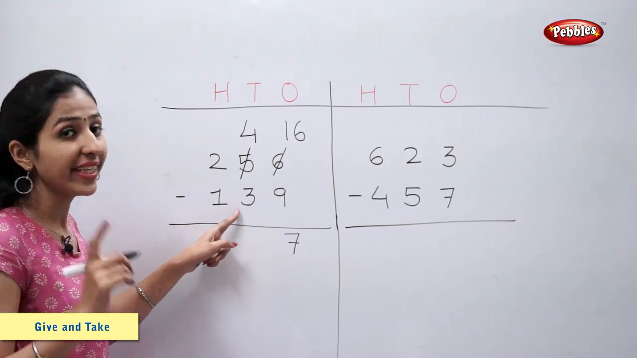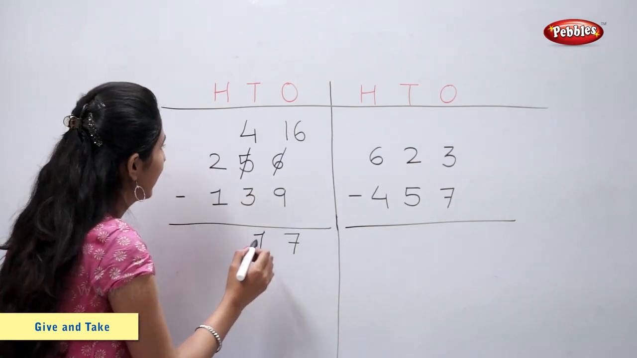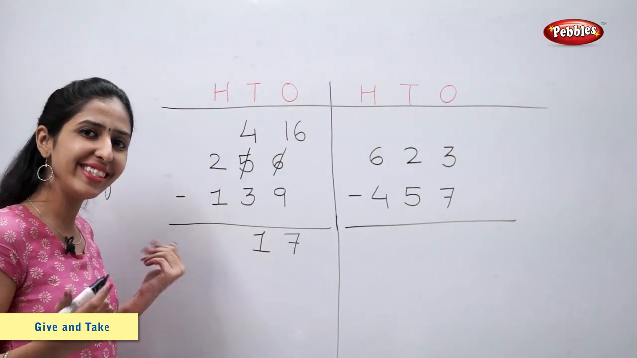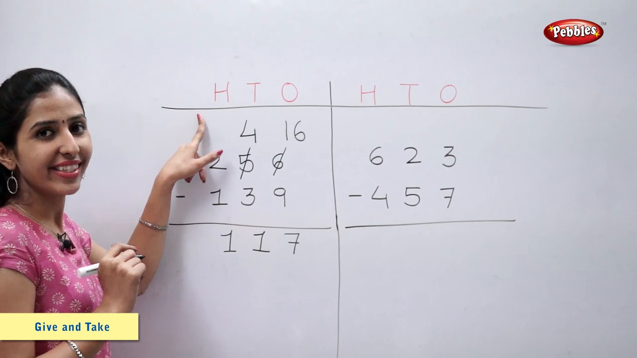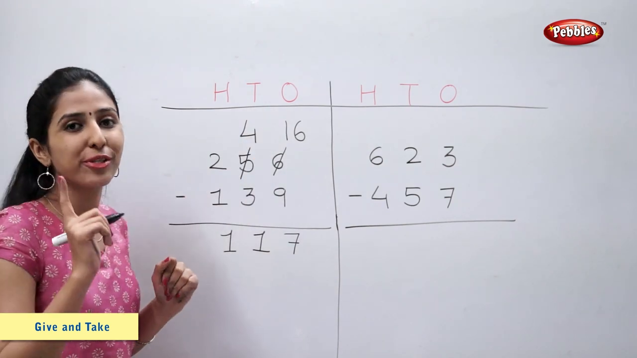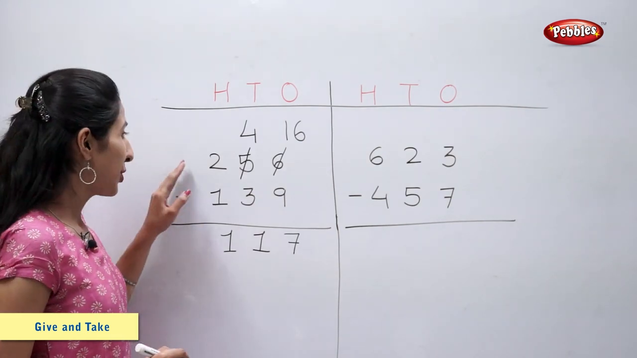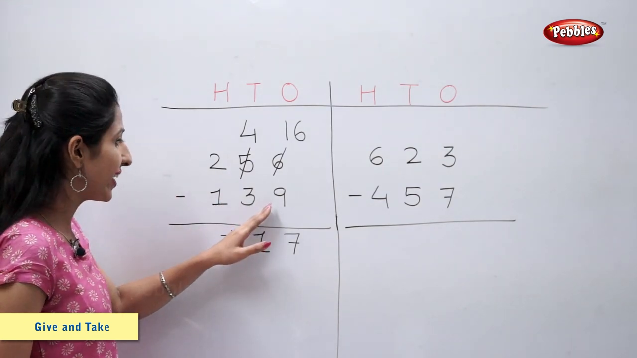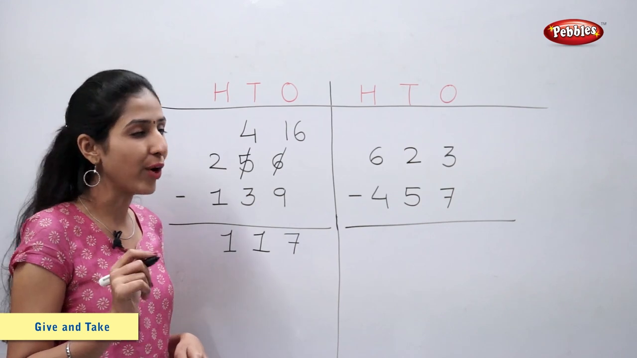4 minus 3 is equal to 1. 2 minus 1 is equal to 1. So now we have 1 hundred, 1 ten, and 7 ones. So the number is 117. So 256 minus 139 is equal to 117.